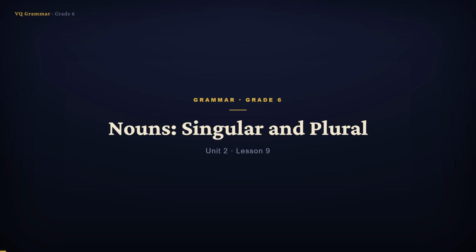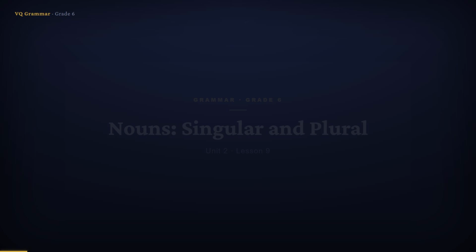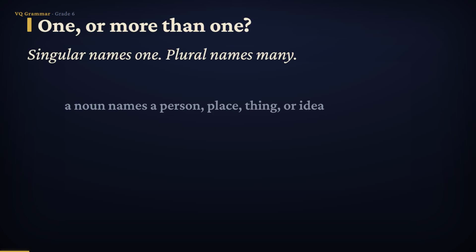Today we're going to talk about counting with nouns. Every noun can name just one thing or many things, and English has a handful of neat rules for switching between the two. We'll learn how to turn one dog into a whole pack of dogs, and we'll meet a few tricky words that don't play by the usual rules at all. Let's get started.